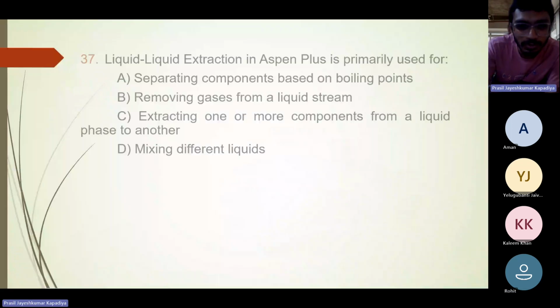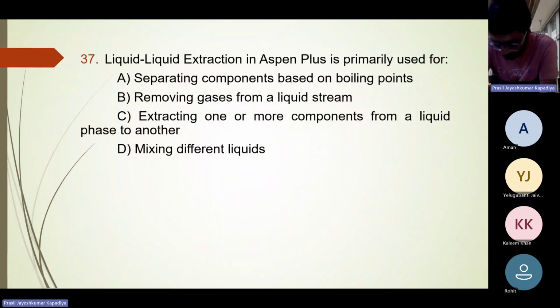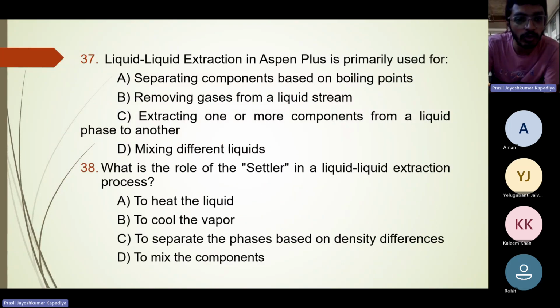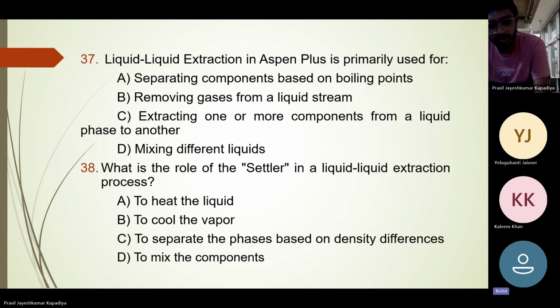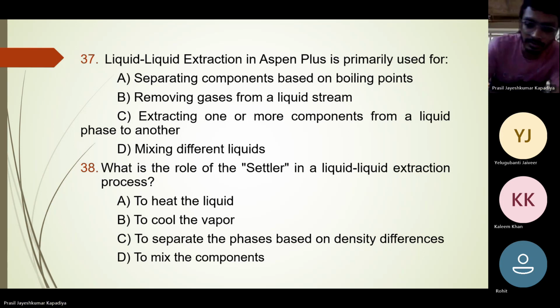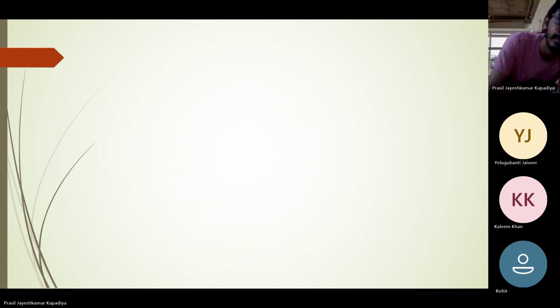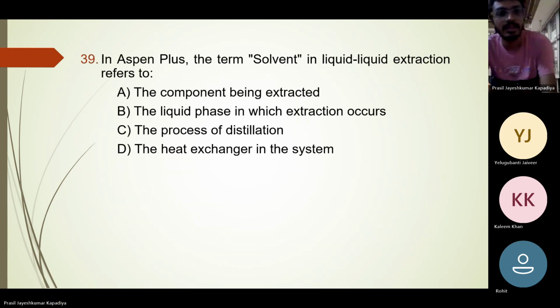Okay, I guess we will need to catch some speed because we are supposed to end at 7:05 and we have 40 more questions. What is the role of a settler in liquid-liquid extraction? To separate the phases based on density difference. Basically for separation of solvent and whatever is extracted, let's say acetone, water, ethanol. If ethanol is extracting acetone.